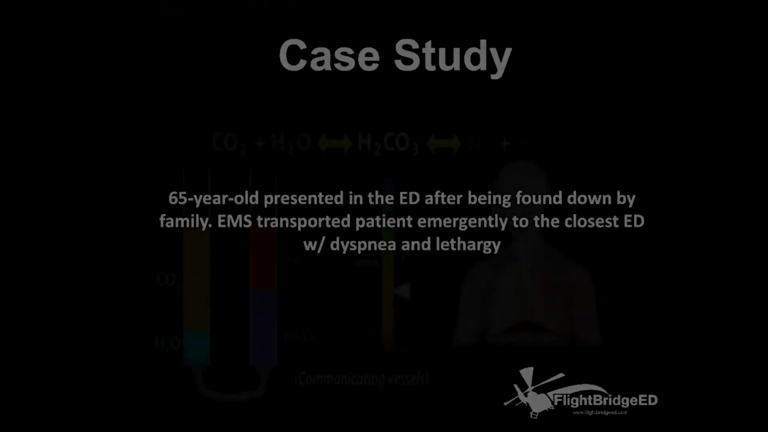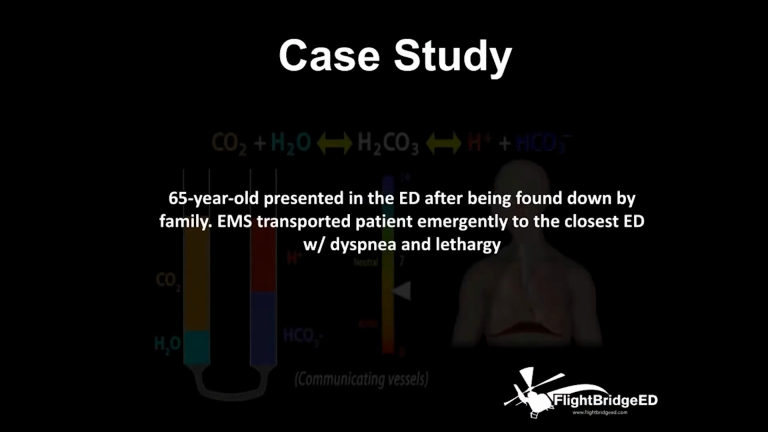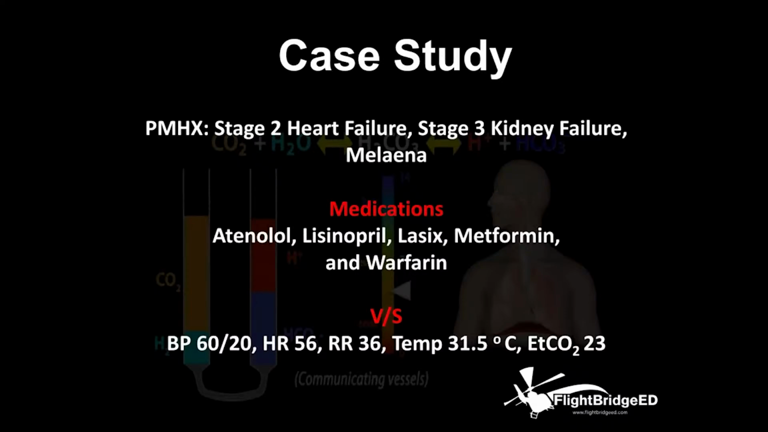Here's our case. We have a 65-year-old male presented in the ED after being found down by family. EMS transported this patient emergently, priority 1, to the closest emergency department. He had some shortness of breath, visibly working hard to breathe, and was very lethargic. His past medical history encompassed heart failure, stage 3 kidney failure, and he's had blood in his stool over the last 3 to 4 weeks.